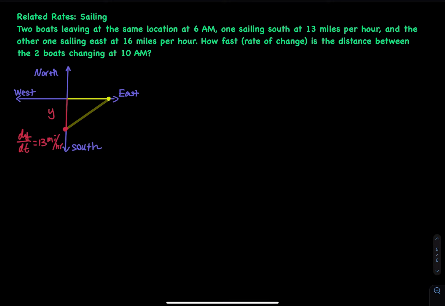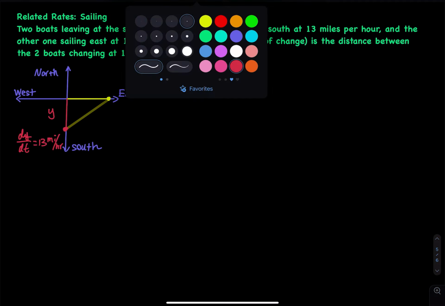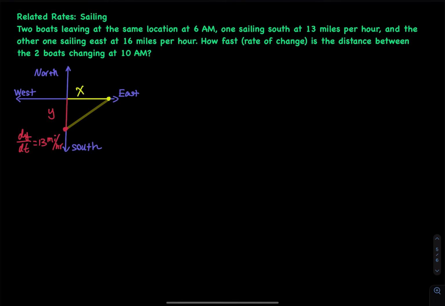So that is given in the first sentence, right? Going south at 13 miles per hour, and then the other one is going east at 16 miles per hour. So let's call that x, and then dx/dt is 16 miles per hour.